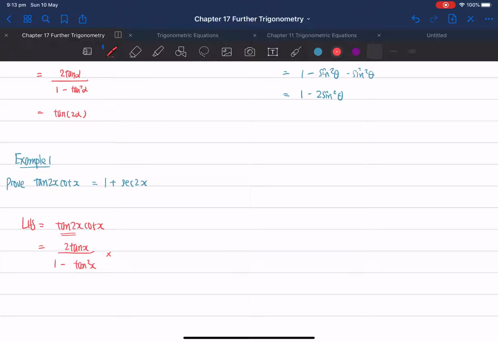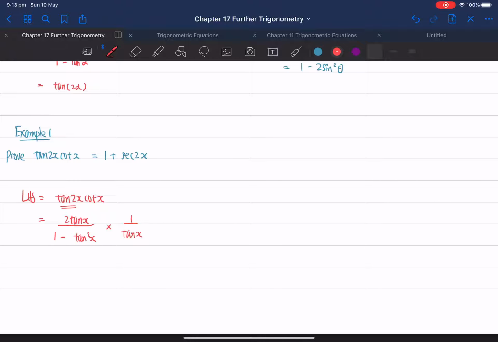Alright, next. I would like to change that cotangent x into 1 over tangent x. I just feel like it's easier if I change it here. Hopefully, it's easier. Now what you can see here is we have 1 over tangent times the chunk of stuff in the front. What we can do now is cross these two out. All right, so we're going to get 2 over 1 minus tangent square x.